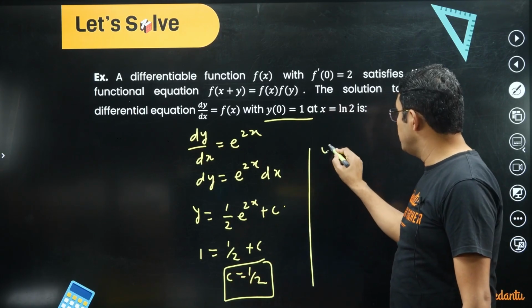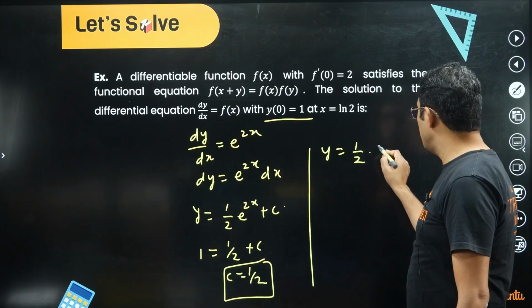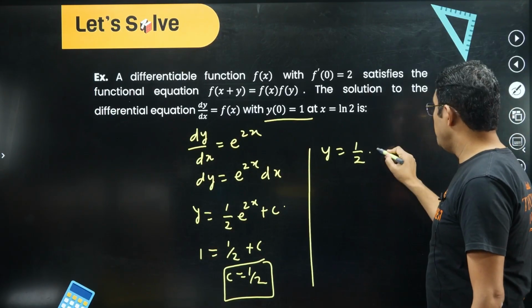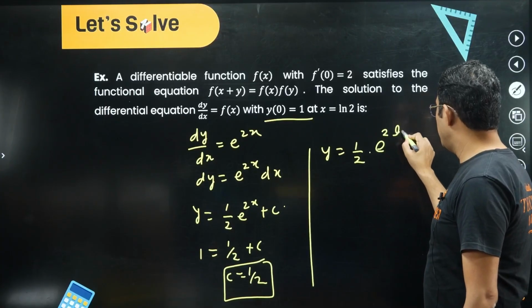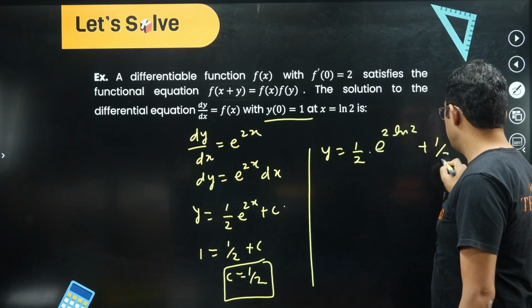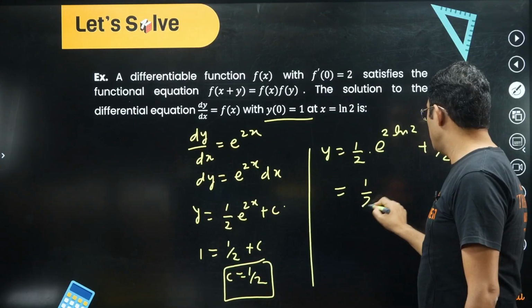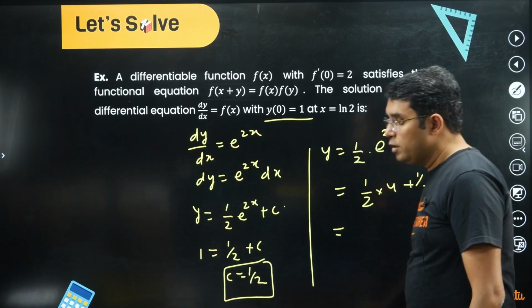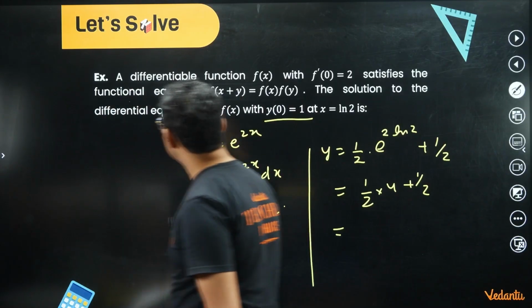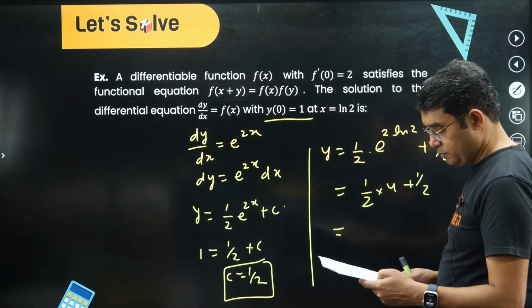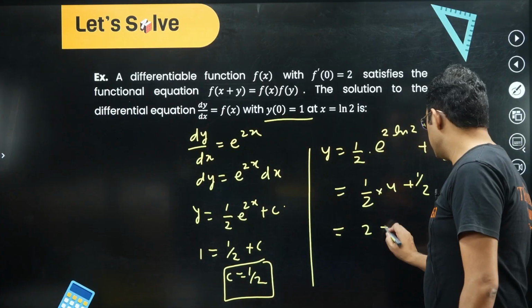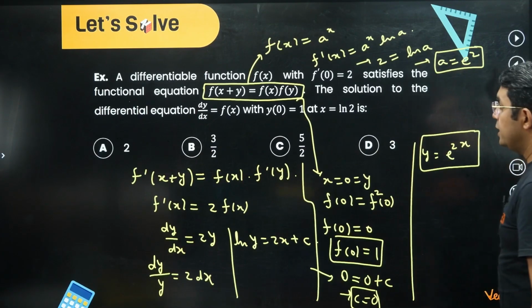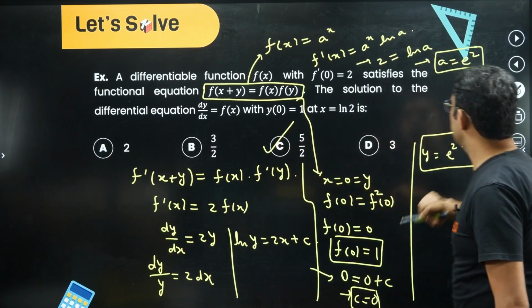So if I put x is equal to ln 2, it will be 1 upon 2 e power 2 ln 2 plus c, that is half. So this becomes 1 upon 2 into 4 plus 1 upon 2. So this should be 5 by 2. Yeah, so that is 2 plus half. So this is coming out to 5 by 2. So the answer of this question should be C.